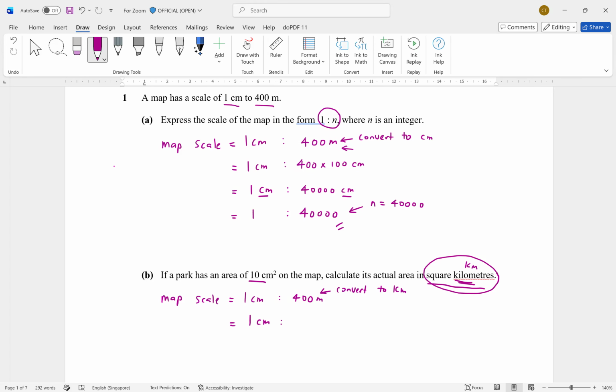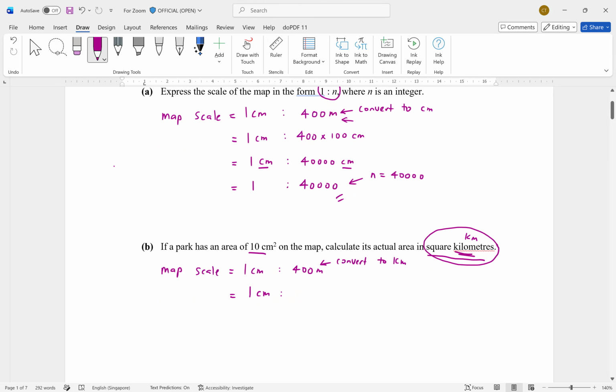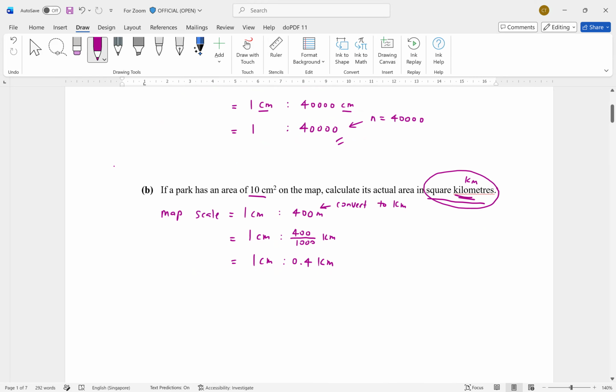If you recall, to convert meter to kilometer, you will divide by 1,000. So let's do that. Let's divide by 1,000. Once you divide by 1,000, you have your kilometers. So now 1 cm represents 0.4 kilometers. Once you have converted this to kilometers, then you are ready to find the area scale.